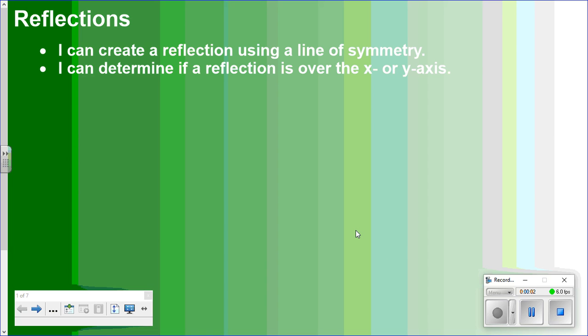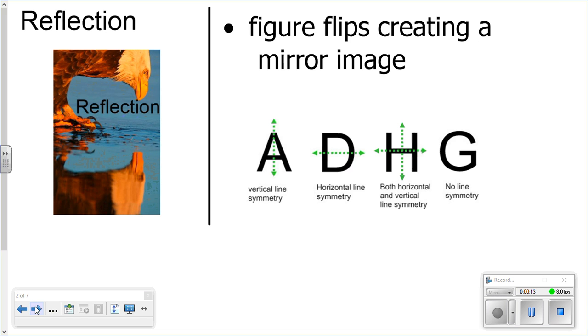In this lesson, we'll be talking about reflections. By the end of the lesson, you should be able to create a reflection using a line of symmetry and determine if the reflection is over the x or y axes. So reflection means that the figure flips over, creating that mirror image.